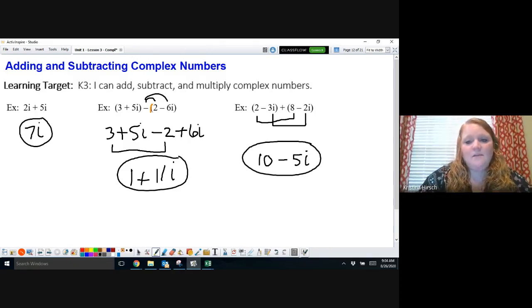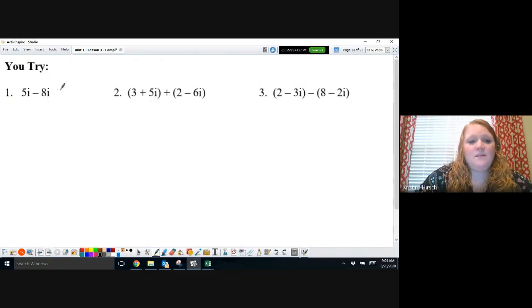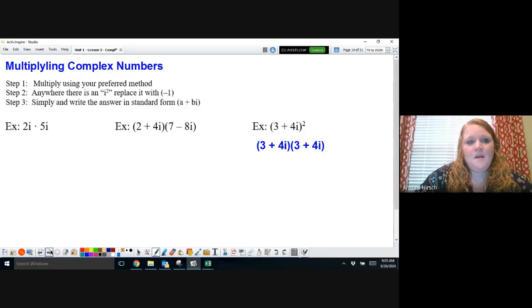All right, so that's some of your examples for adding and subtracting with complex numbers. So you'll see underneath that on your paper that there's some examples for you to try. All right, so y'all go ahead and pause and try those problems. All right, so after you've tried those addition and subtraction problems, we're going to go ahead and go to multiplication.